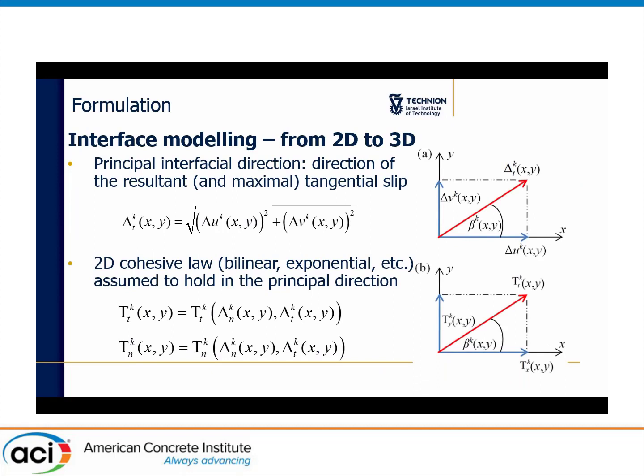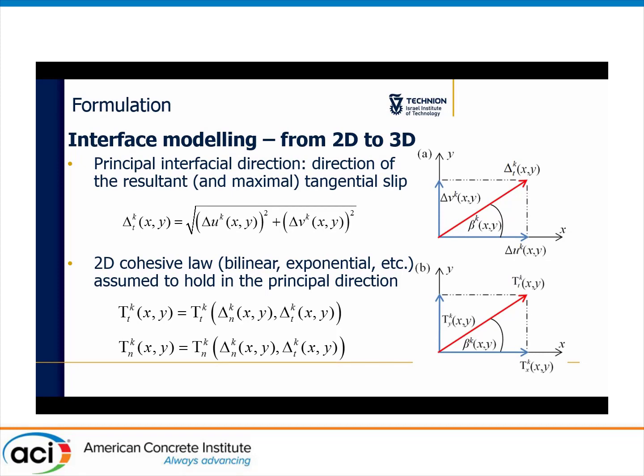So, to move from two-dimensional interface modeling to three-dimensional interface modeling, we first define a principal interfacial direction. The principal interfacial direction, seen here in red, is determined as the resultant of the tangential slip in the x direction, delta u, and the tangential slip in the y direction, delta v. It is actually the direction of the maximal in-plane slip at the interface.